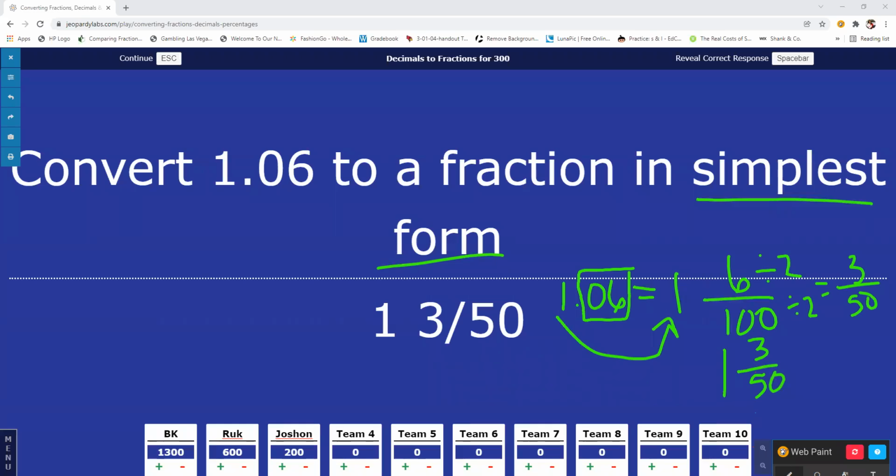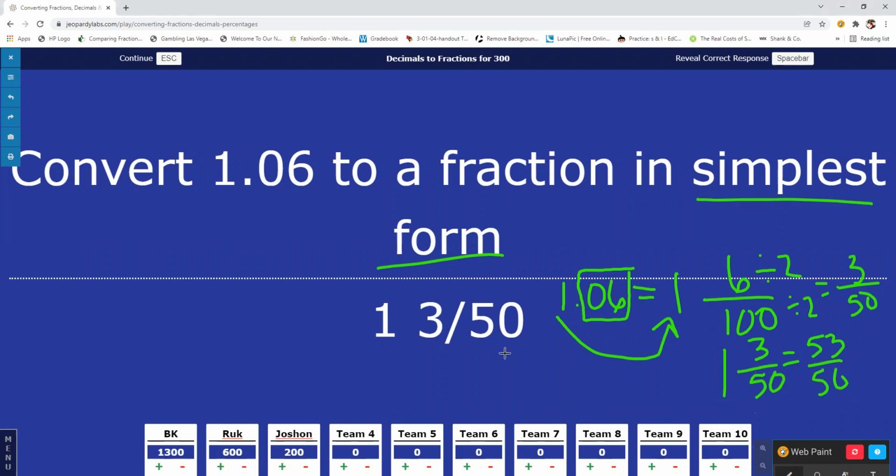Okay, well, I'll accept that. That's my mistake. I didn't specify whether to put it as a mixed number. So 1 and 3 over 50. Some people put it as a mixed number, which is cool. We do 1 times 50, which is 50, plus 3 is 53 over 50. So either one of those.